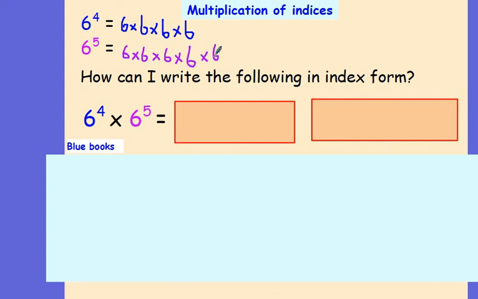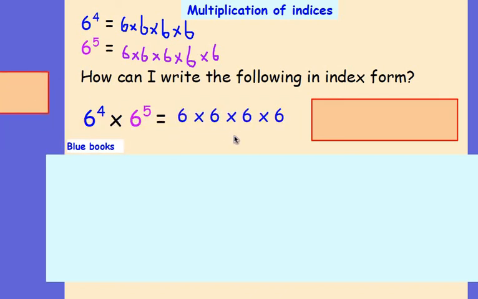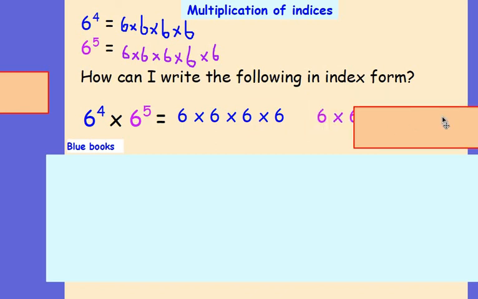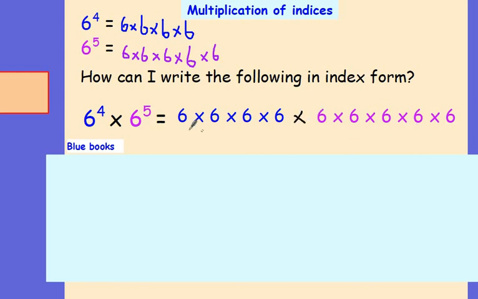So we know what each of those terms means individually. So how can I write 6 to the power 4 times 6 to the power 5? Well, 6 to the power 4 was 6 times itself 4 times. 6 to the power 5 was 6 times itself 5 times. If I multiply those two together, I get 6 to the power of 1, 2, 3, 4, 5, 6, 7, 8, 9. 6 to the power 9.